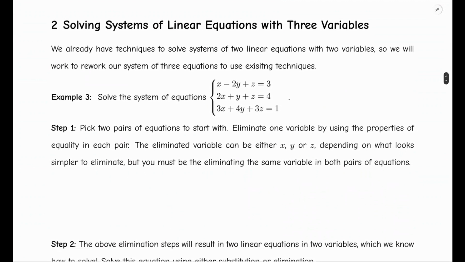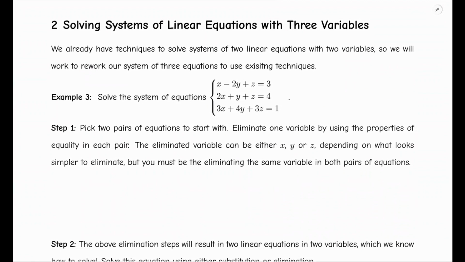Part 2, solving systems of linear equations with three variables. We already have techniques to solve systems of two linear equations with two variables, so we'll work to rework our system of three equations to use existing techniques. Example 3. Solve the system of equations x minus 2y plus z equals 3, 2x plus y plus z equals 4, 3x plus 4y plus 3z equals 1.